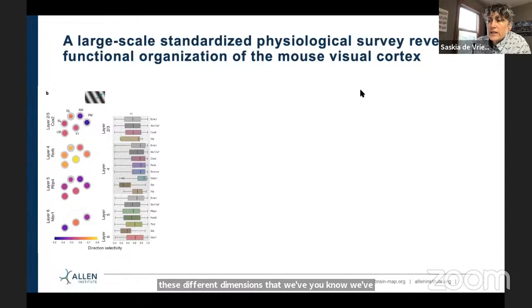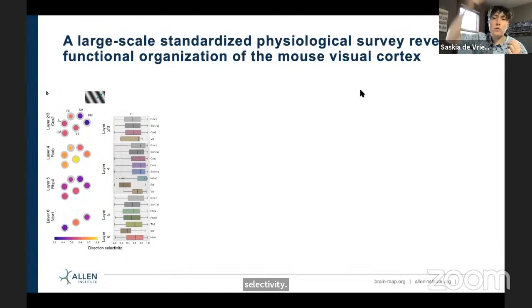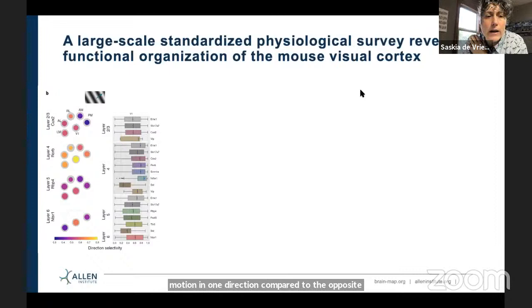For instance, we can look at individual cells, we can look at particular response properties, in this case, direction selectivity. This is a metric that says how strongly a cell prefers motion in one direction compared to the opposite direction. And this visualization on the left, we call this a pop plot. It allows us to compare the values across the different visual areas. So we've got V1 and then the five higher visual areas that surround it. And then we've reproduced this plot for each layer. So layer 2/3, layer 4, layer 5, and layer 6.